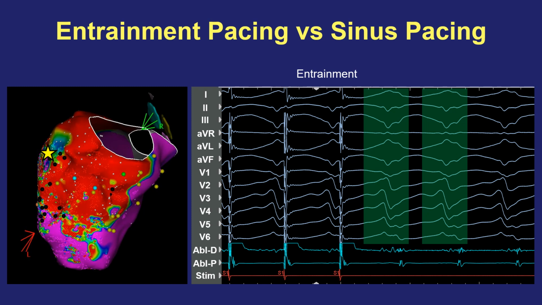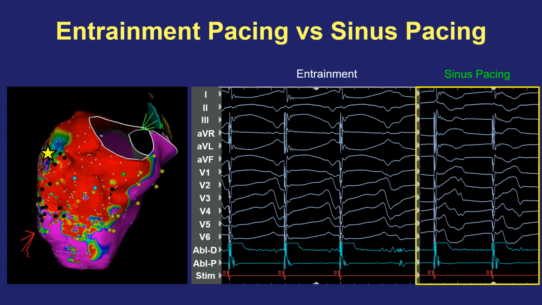We created a shape of the QRS that was identical to that of the VT. This is a paced entrained beat. This is a spontaneous VT beat, and they look the same. That's pacing from this site during VT. But interestingly, when we paced from that exact same site during sinus rhythm, look at the morphology. And by the way, look at the stim to QRS timing. It couldn't be more different.